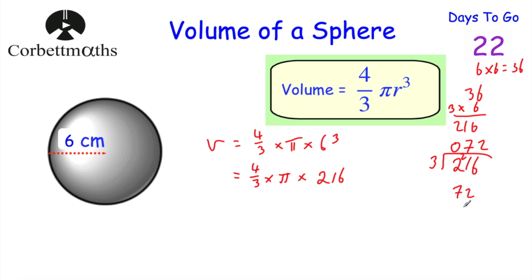Now we need to do 72 multiplied by 4, because we're working out 4/3 of it. So multiply by 4. 4 times 2 is equal to 8, and 4 times 7 is equal to 28. So 4/3 of 216 is 288. So the answer would be 288 pi, and then our unit centimeters cubed, and that's it. So if you've done that and you got that correct, well done.